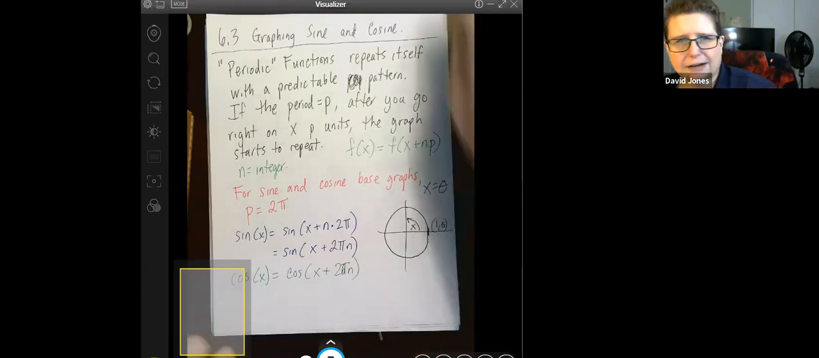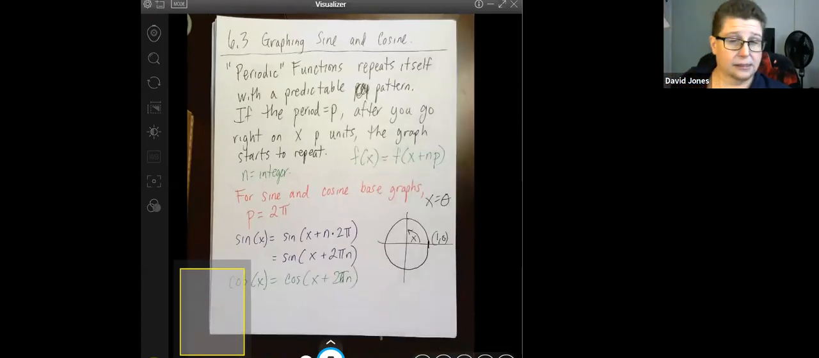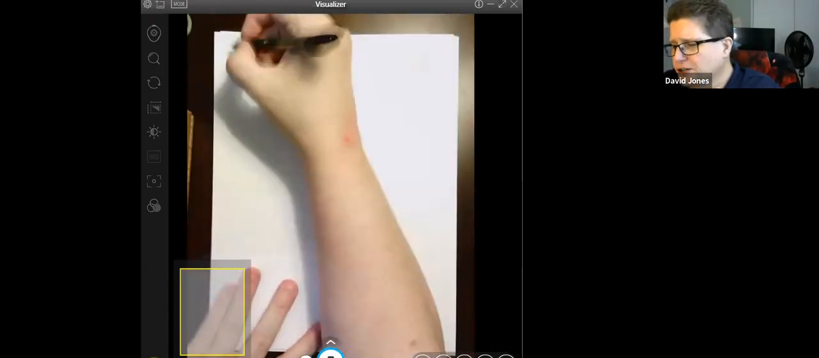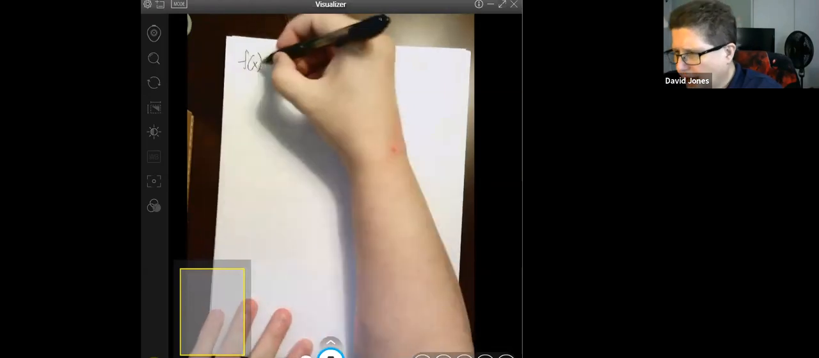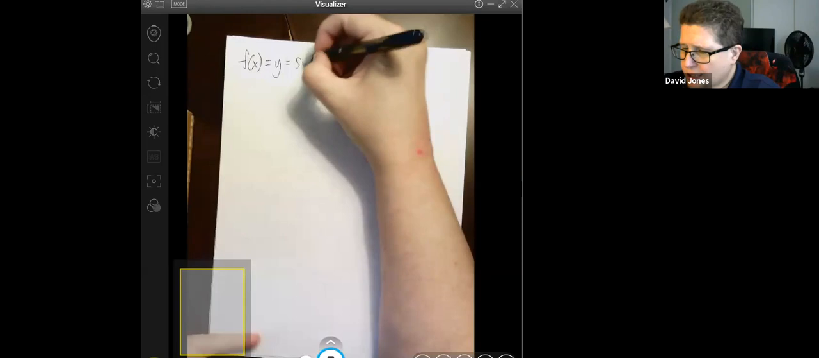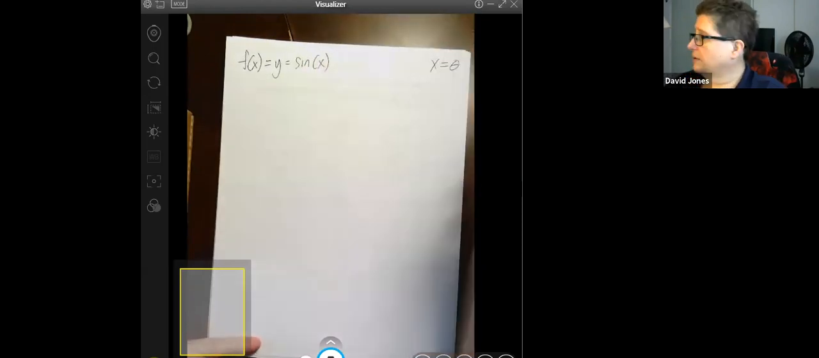So let's take a look at graphing this. I'll let you pause this so you can do this. Graphing these by hand is really easy. Once you've done it a few times, not a lot changes. So, graphing a function, remember we have f of x. When we're graphing it, f of x equals y. And we're going to say y equals sine x. So x is basically theta.